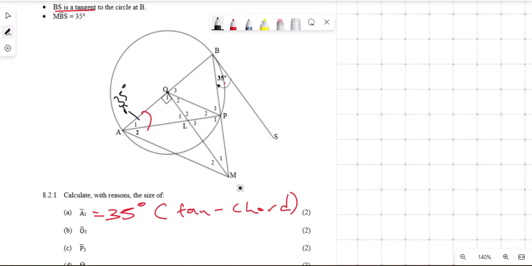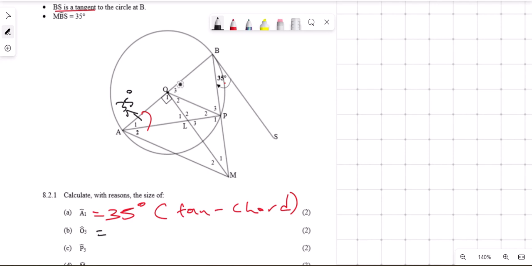35 degrees. So I was saying that make sure as you leave the exam, the paper is indicating that someone was writing. Tan chord. And then let's go to O3.